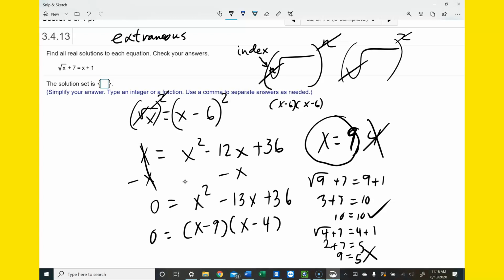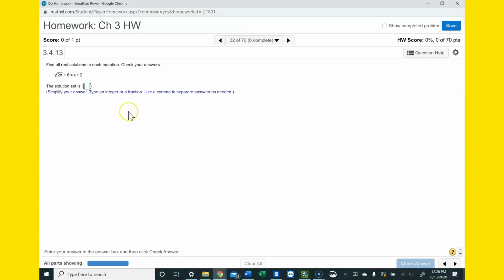That's going to happen sometimes. It won't happen every time. Sometimes all the solutions you get will work. But a lot of times you get solutions to these kinds of equations that aren't true solutions. You've got to check it. All right, I want to also show you how you could do a problem like this.